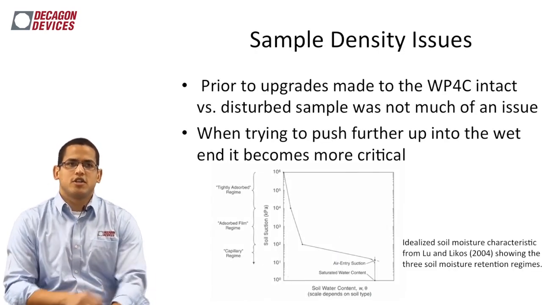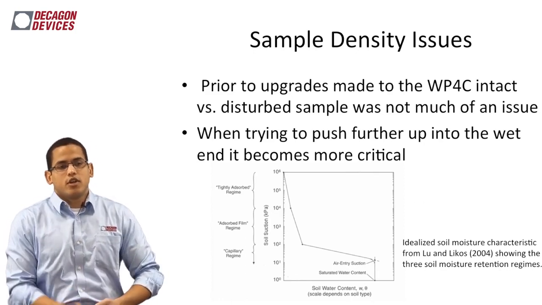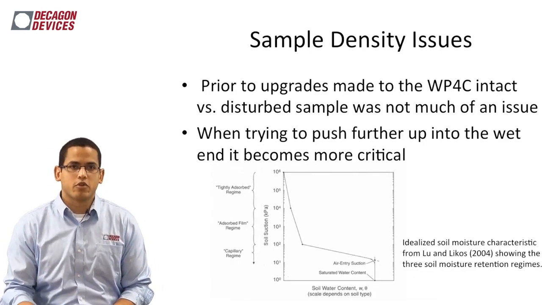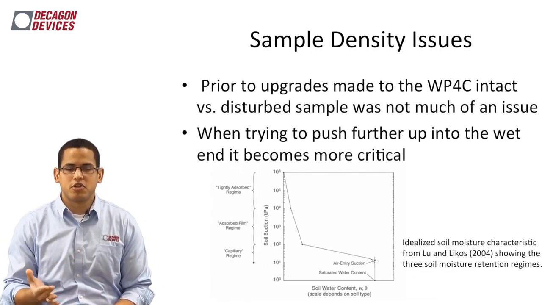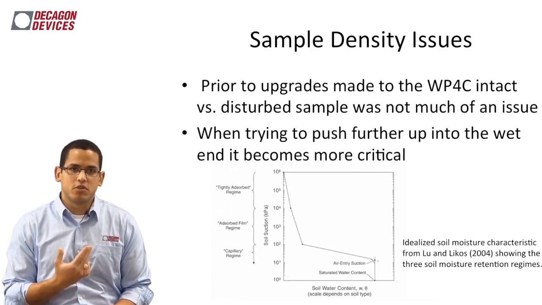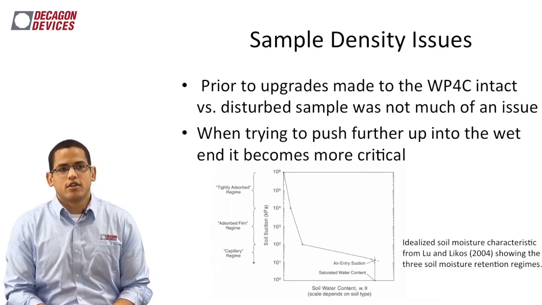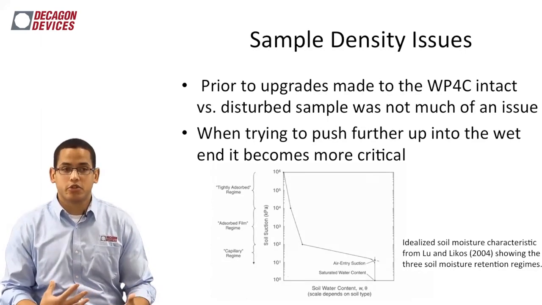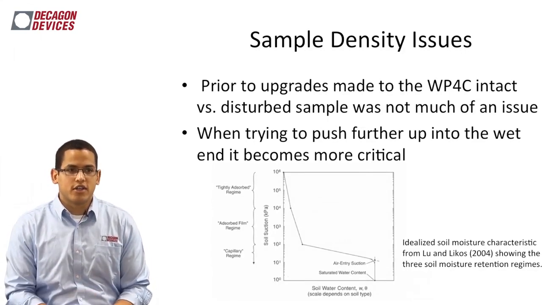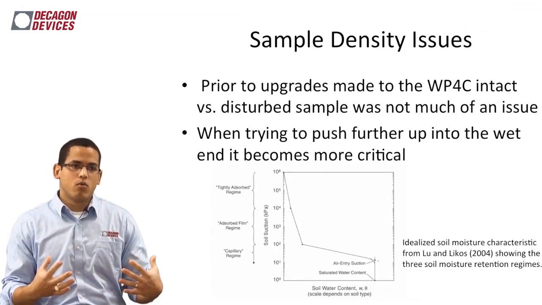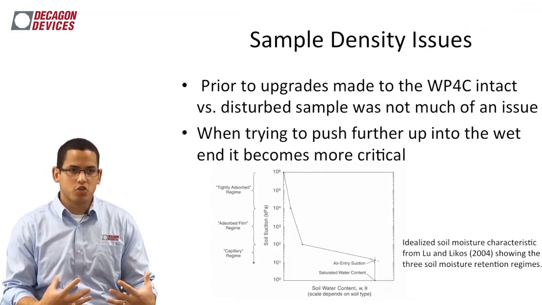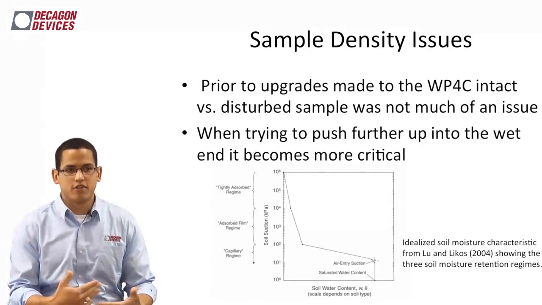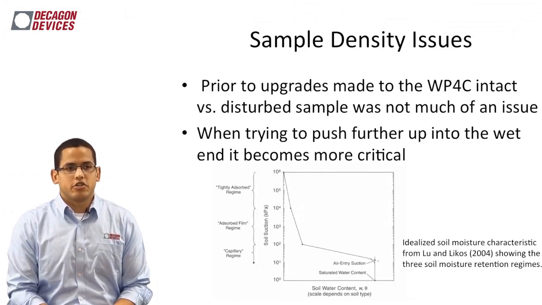Another thing that has to be considered is sample density. Prior to the upgrades made to the WP4C, when we weren't quite able to accurately measure up into the wet range, sample density was not much of an issue. But as we now try and push further up into the wet end, it becomes more critical. Below is a graph that shows the different adsorptive forces across the moisture characteristic curve.